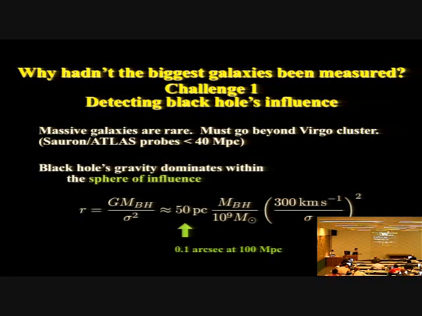And the sphere of influence, a good rough number to remember, is given here. This is the sphere within which we would like to get stellar kinematics in order to feel the black hole's gravity. So say for a 1 billion solar mass black hole in a pretty big galaxy, it's about 50 parsec for the sphere of influence. However, as I said, we need to go to about Coma distance, which is about 100 megaparsecs, before we can get these large sigma massive galaxies. So put 50 parsec at 100 megaparsec, you need to resolve about 0.1 arcsecond.